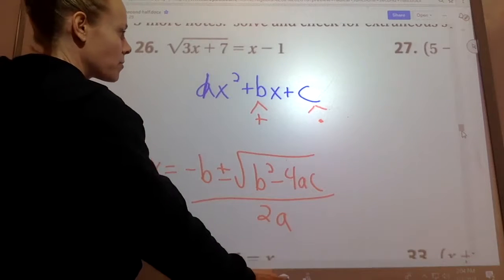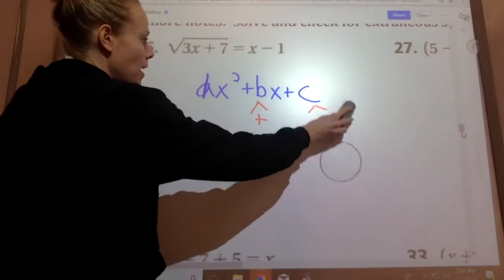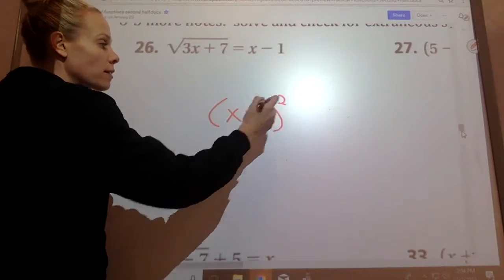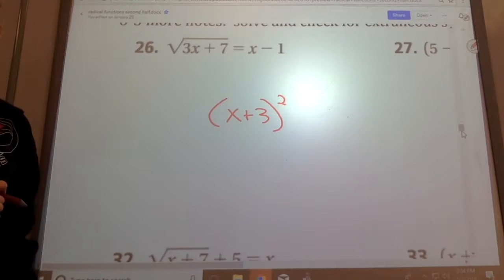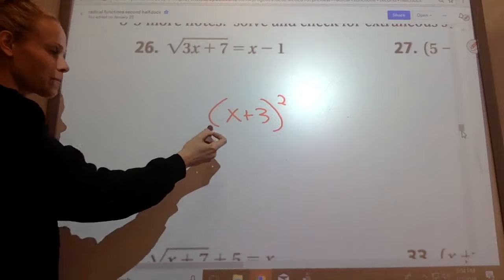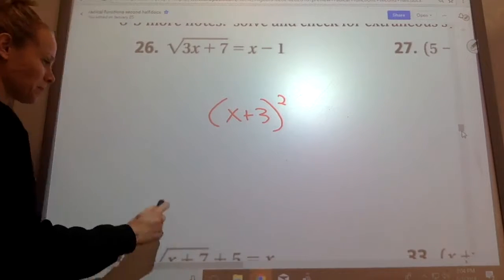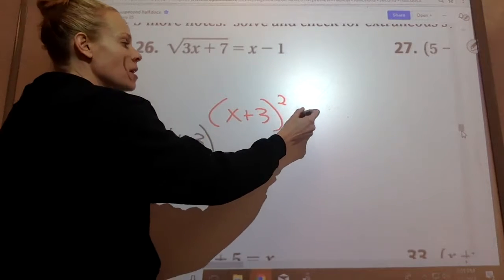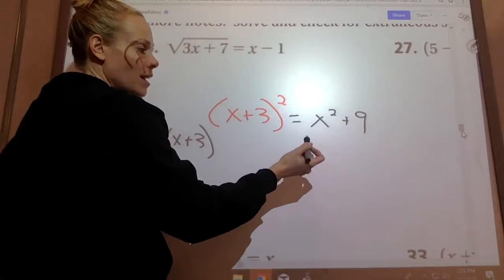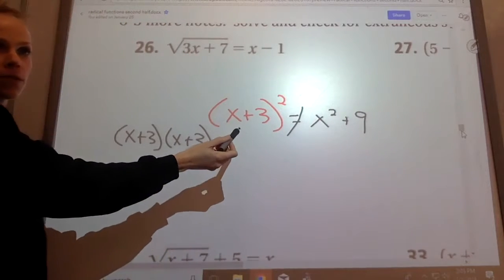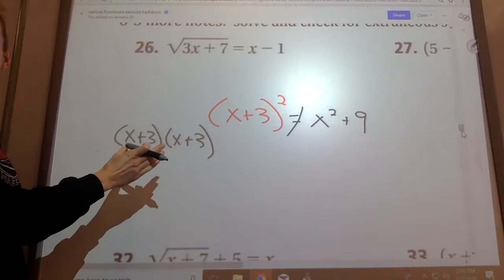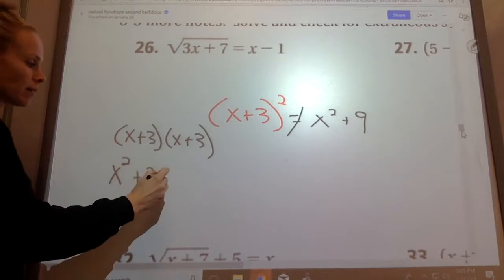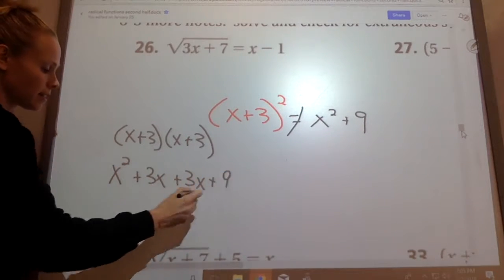The other thing we need to go over is if I have a binomial squared, like (x + 3) squared, how do I square a binomial? What does (x + 3) squared mean? It means (x + 3) times (x + 3). A lot of students, when they see this, want to say it's x squared plus 9. And that's not the case. You just can't square both of them, because it means this, and this means a FOIL: first, outer, inner, last. So I do first, outer, inner, last, and I get this.